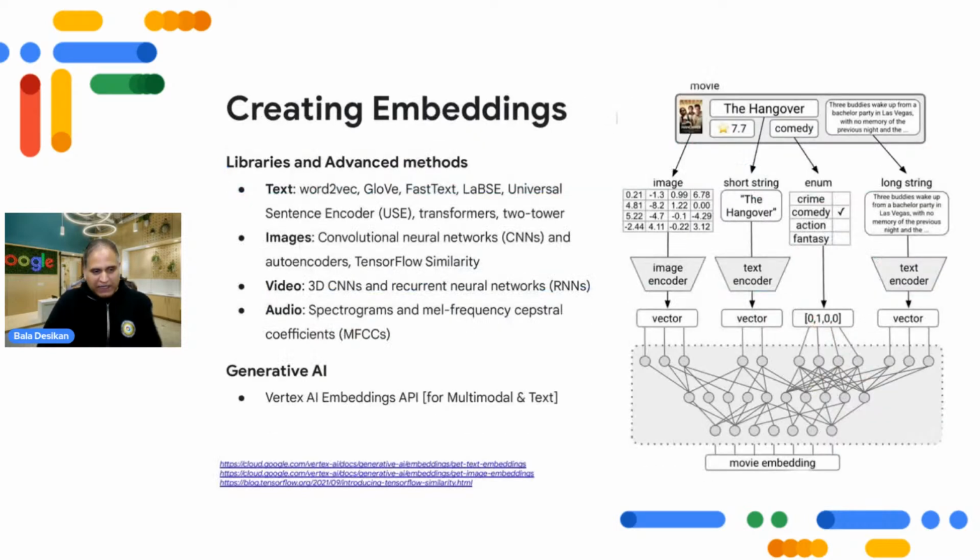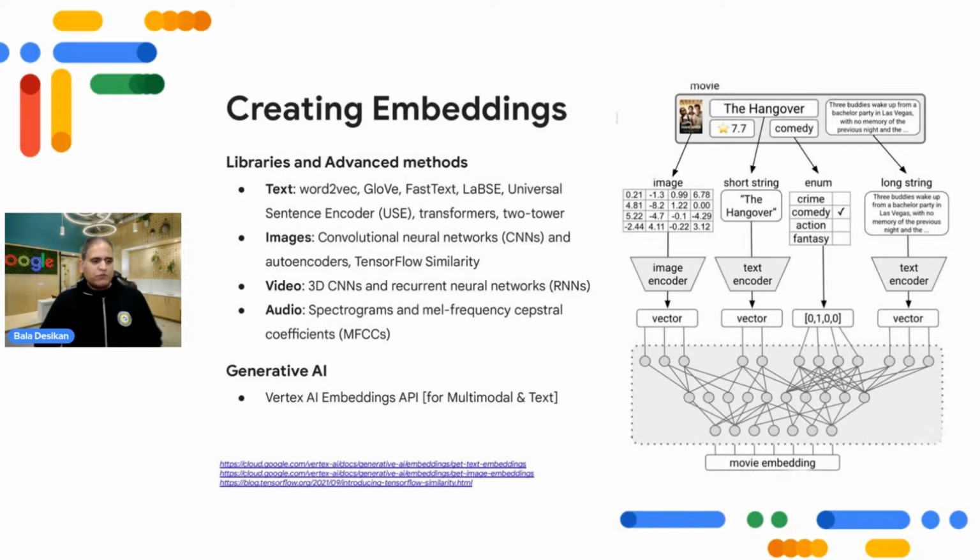Now, how do we create these embeddings? If you are going to use our Vertex AI platform, which is our unified developer platform, you can use the Vertex AI embeddings API to create multimodal and text embeddings. There are a lot of libraries and advanced methods available. If you go to our Model Garden, most of them are available, where you can just click and use the model, and build your end-to-end flow using these models.